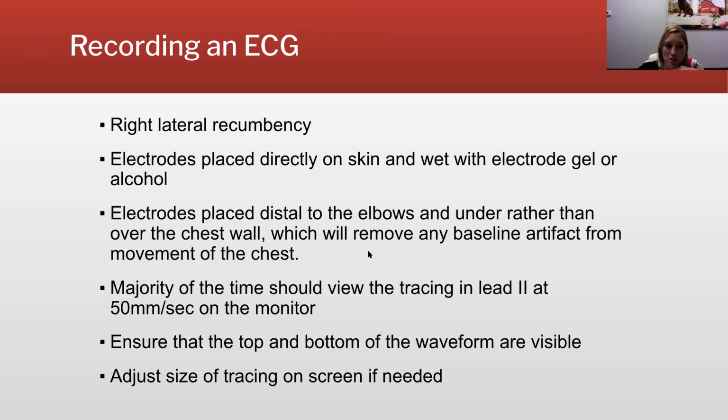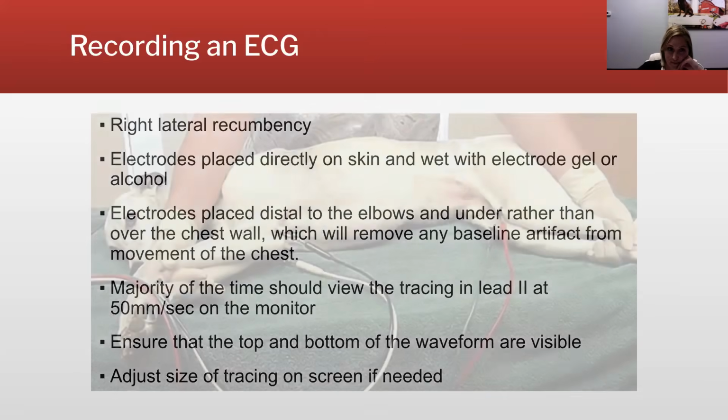And a lot of the ECGs also default to a paper speed of 25 millimeters per second, which is fine, but that's just going to make everything kind of bunched together. So if you change the paper speed to 50 millimeters per second, it will help spread it out, which will make it easier to see and easier to interpret, especially with our patients with their fast heart rates. And then you can adjust the gain on most of the monitors to make sure that the whole waveform is visible, as well as adjusting the tracing on the screen up or down.